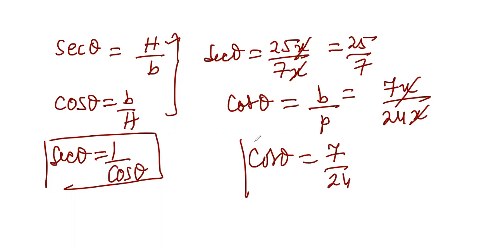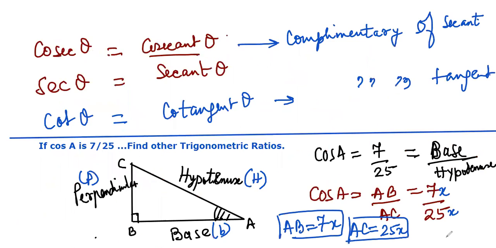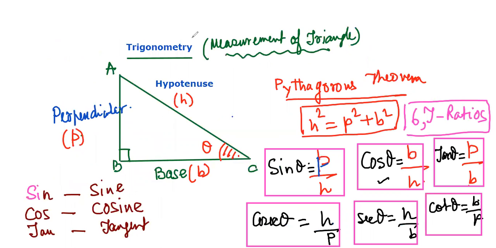So children, we have found out all the 6 trigonometric ratios when one of the trigonometric ratios is told to you. So this is actually how you have to do this. This is a very, very important concept I've tried to give you in trigonometry, a very basic concept. But you have to remember these formulas, you have to learn them by heart. This is very, very important. Thank you.